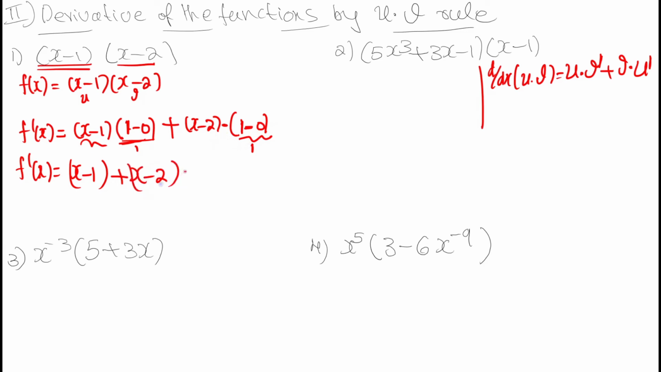So if you add this one, see, x plus x is 2x. To minus 1 I need to add minus 2. Minus 1 minus 2, value will be equal to minus 3. So f dash of x is equal to 2x minus 3. See the next question.